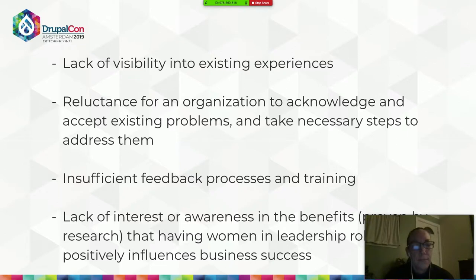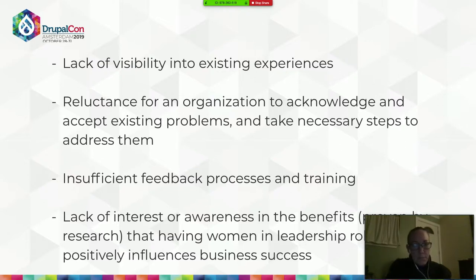And then there can really be a lack of awareness at many companies of the benefits of gender diversity. There's so much research that discusses the benefits of gender diversity, and these teams tend to be more productive, more innovative and collaborative, and at the end of the day, that can be much better for businesses in general.